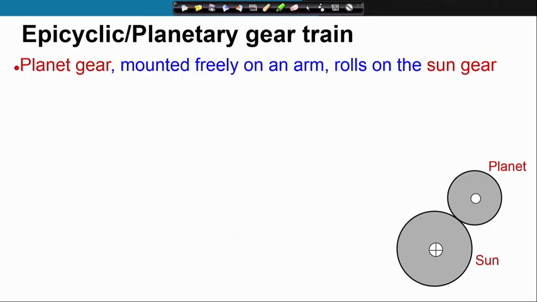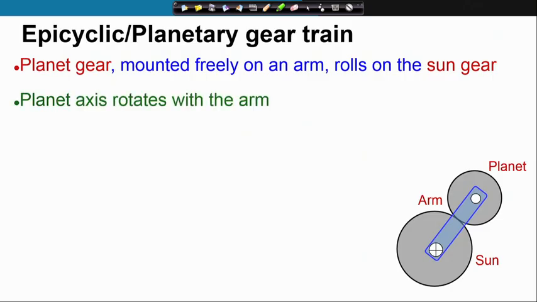The sun gear axis is fixed, which is indicated by this cross at the center, while the planet can roll freely on the sun gear. In order to keep the planet in place, we have the arm. So, that keeps the planet in its place as it rolls on the sun gear. The planet axis rotates with the arm as it is shown here. This system has 2 degrees of freedom. Let us understand this.